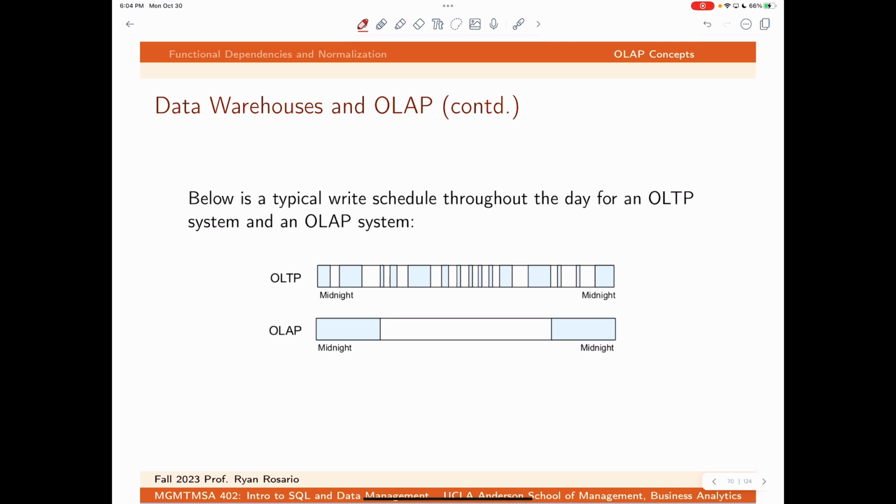This is the typical schedule of writes. So these shaded areas here are writes. With OLTP, writes happen all day long. With data warehouses and OLAP, writes typically happen overnight. We do not write or update data in a data warehouse ourselves. Some script or system does it for us.